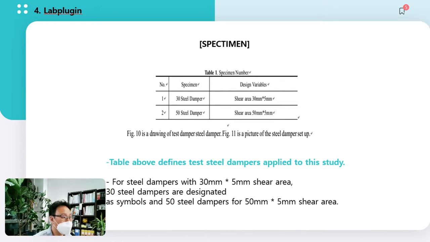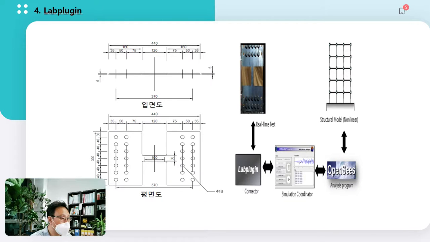Table 1 above defines the test trial damper applicable to this study. The picture on the left is the steel damper drawing, and the picture on the right is the hybrid experimental diagram.